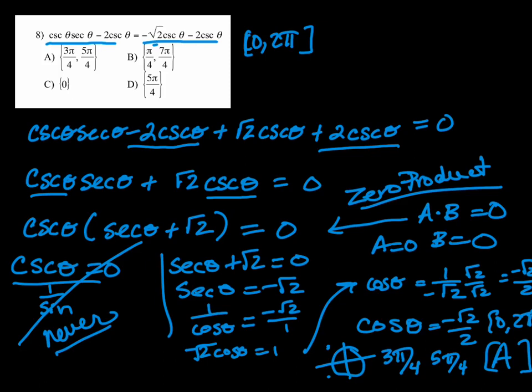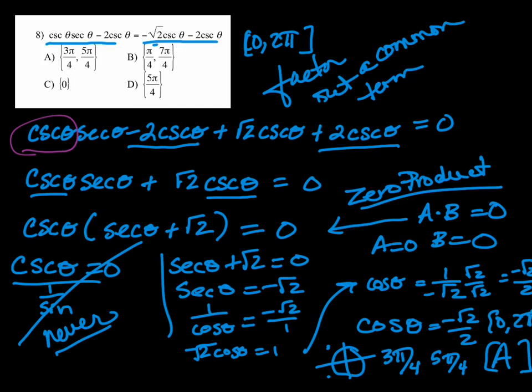All right, now that's how you do it, by factoring or getting a common factor. Factor out a common term. In this case, I factored out the cosecant after I simplified everything. So it's a very important skill that you can do those. Those are on the test. So we're going to do one more like that, number 9.